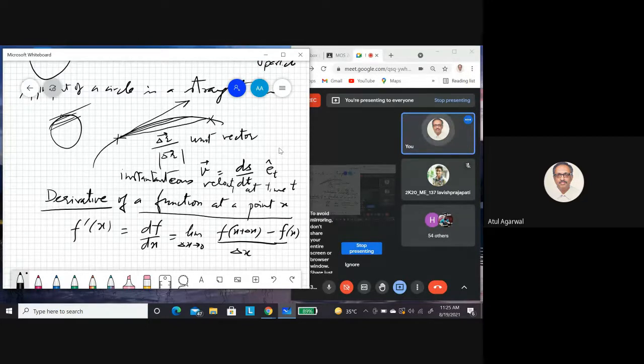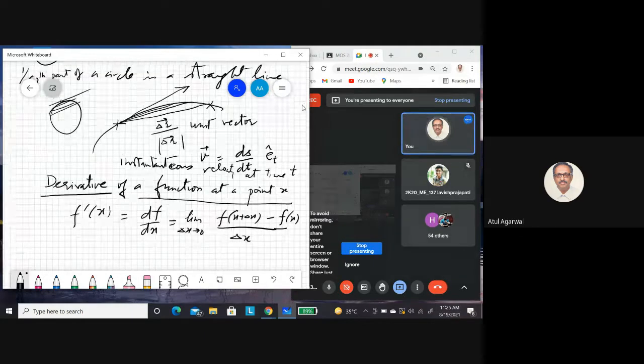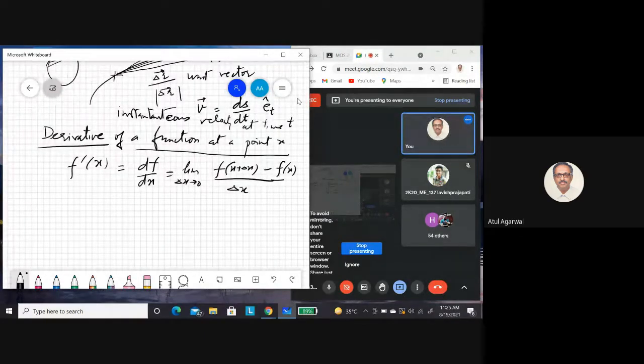So what is important about this derivative is you need information at 2 points. You see, you need information at a point x and a nearby point. Only then you can talk about derivative. So you take a limiting situation.